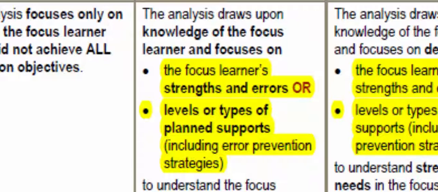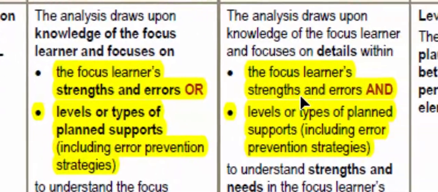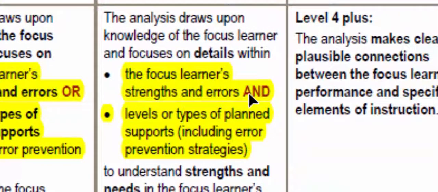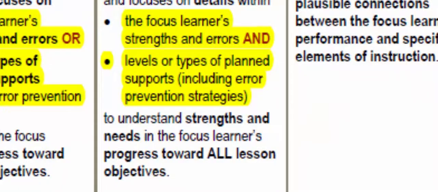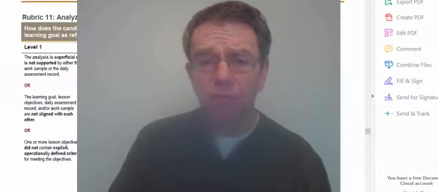So you have to, that's an either or to get a 3. And to get a 4, you have to do both. Analysis draws upon knowledge of the focused learner and focuses on details within the strengths and errors and levels of types of planned support, including error prevention strategies. So that is the EdTPA rubric.